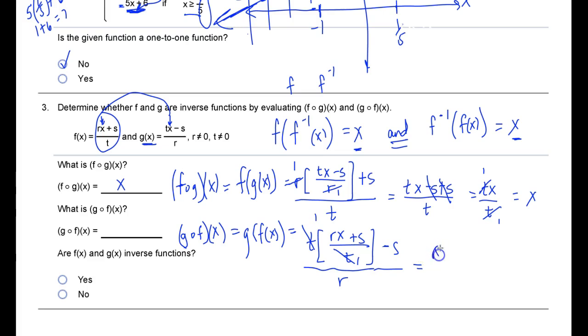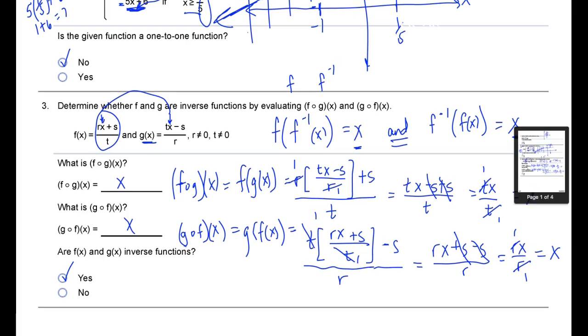And if we continue, we have rx plus s minus s, all divided by r. Let's try to get this right. And from here, positive s minus s cancels to 0. We'll just have rx divided by r. Of course, the r is reduced to 1, and we just end up with x. So in both cases, we end up with x. So we know that these functions are indeed inverses of each other. All right, let's move on to the next question.